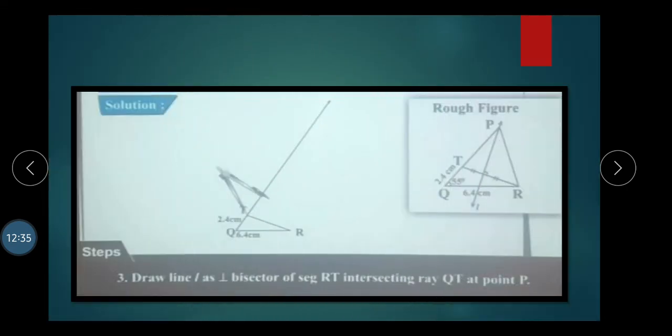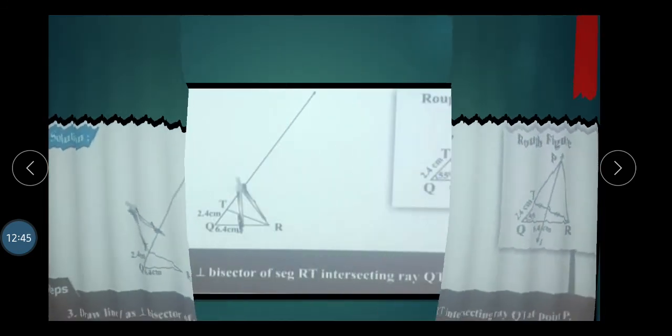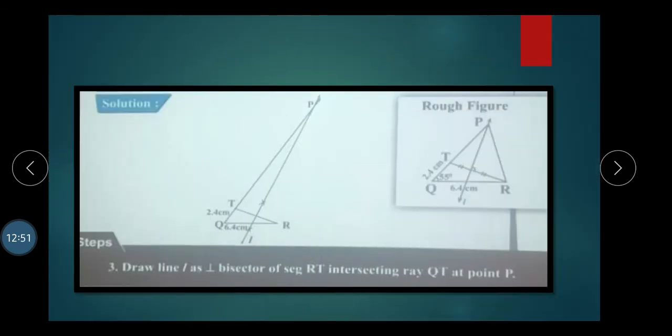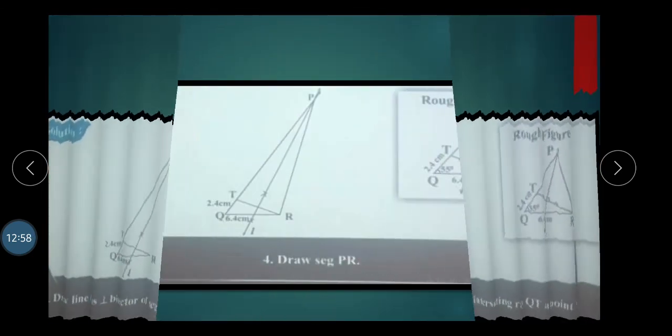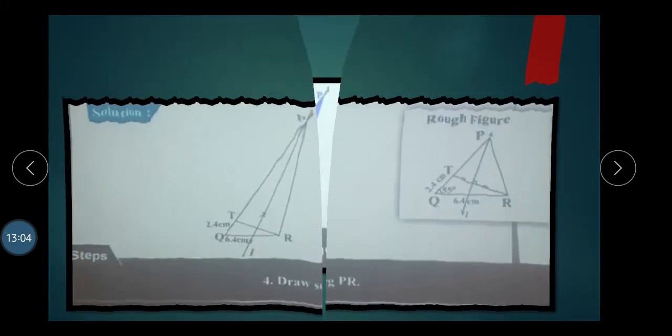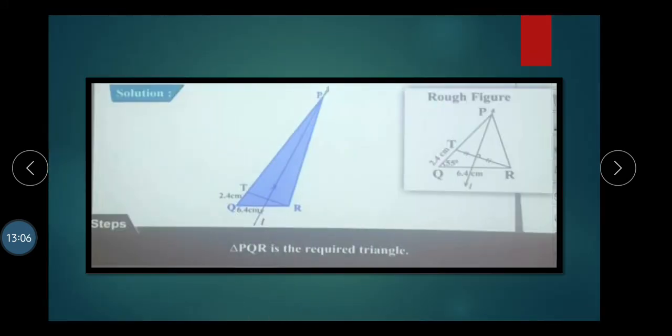The next step, draw line L as the perpendicular bisector of RT intersecting ray QT at point P. Here it will be intersecting. This is your perpendicular bisector. Next step, draw PR. And lastly, our triangle PQR is formed. Therefore, triangle PQR is the required triangle.